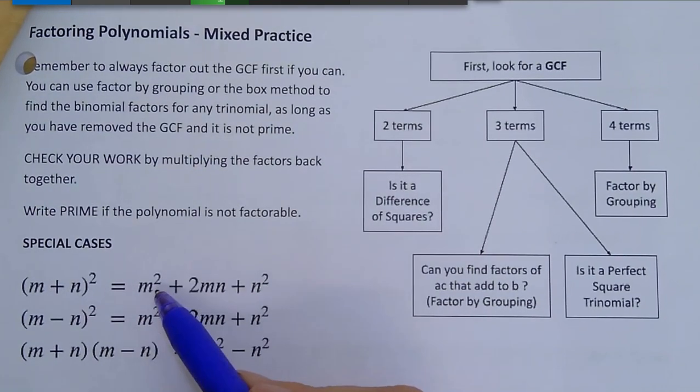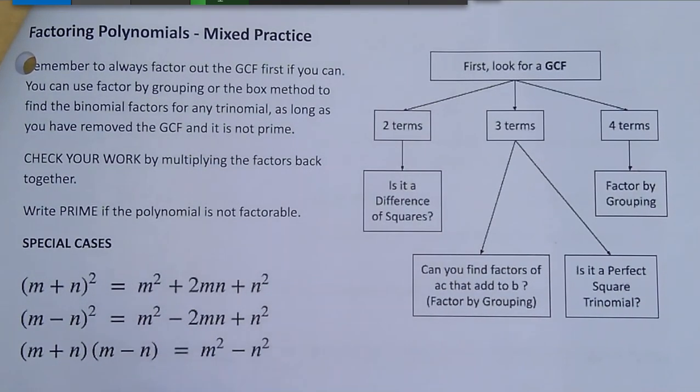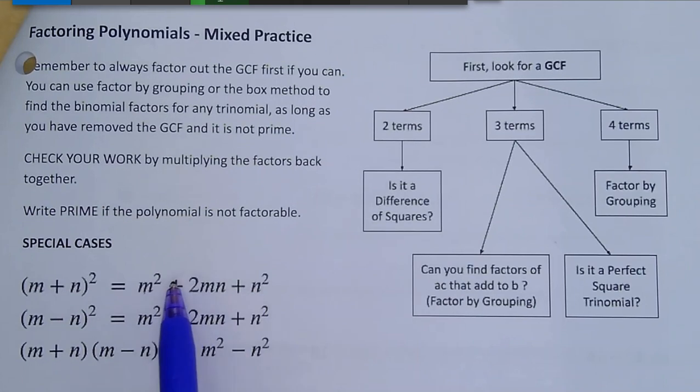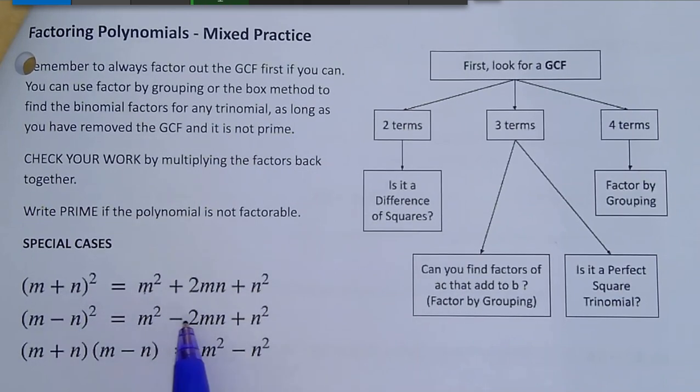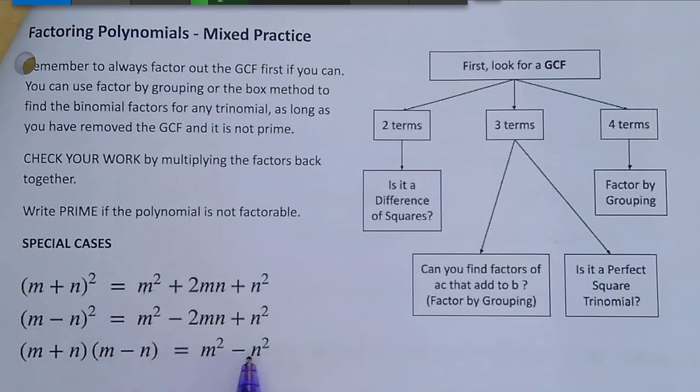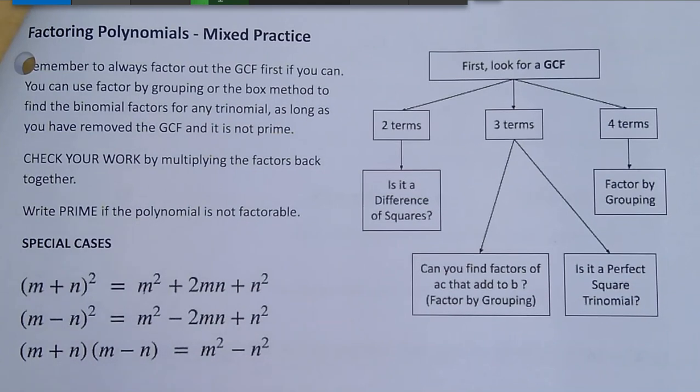Okay, so we have 3 special cases rules right here, just to remind you. This is a perfect squared trinomial where we have addition. This is a perfect squared trinomial where we have subtraction. And this right here, this is a difference of squares. So we would break it up into those binomials. If you cannot factor it, you're just going to write prime.